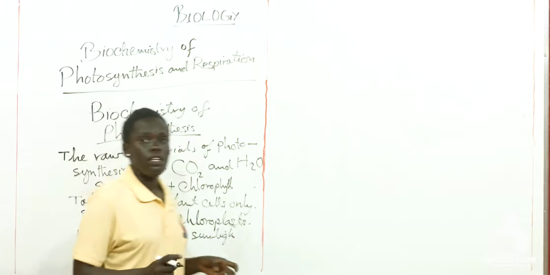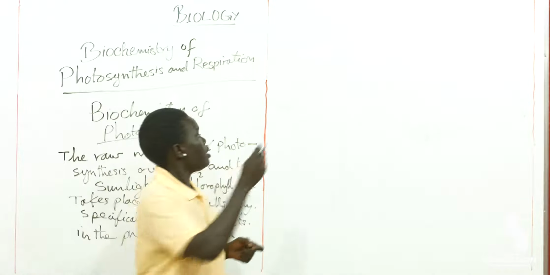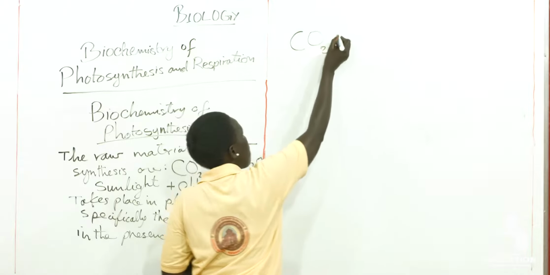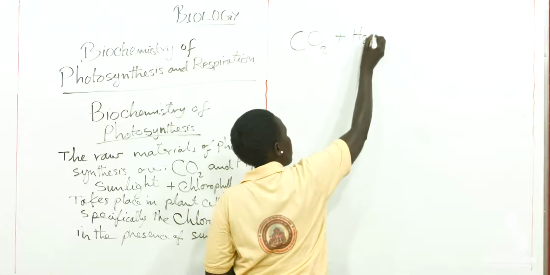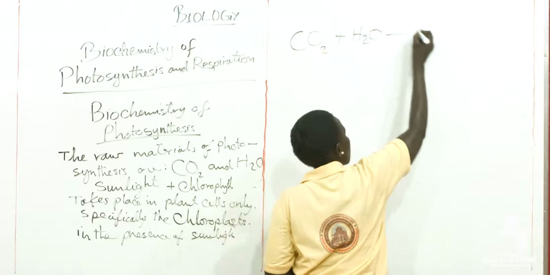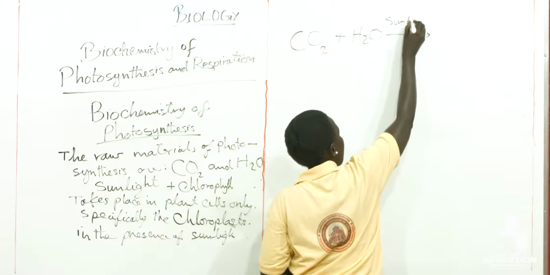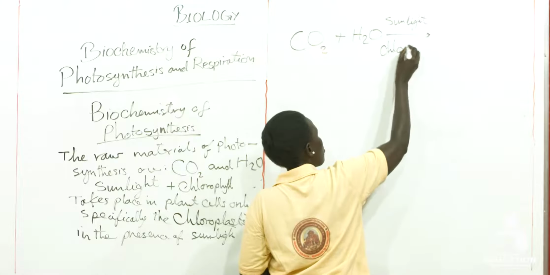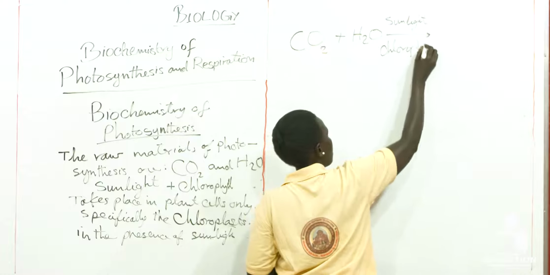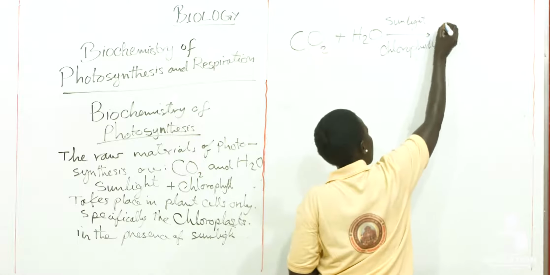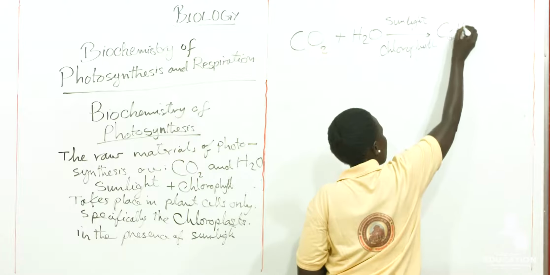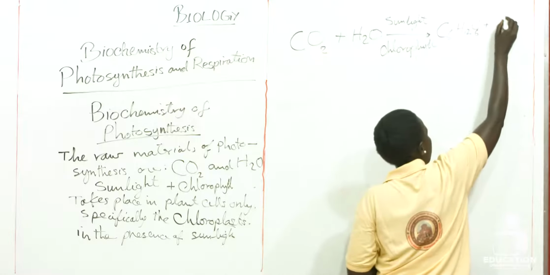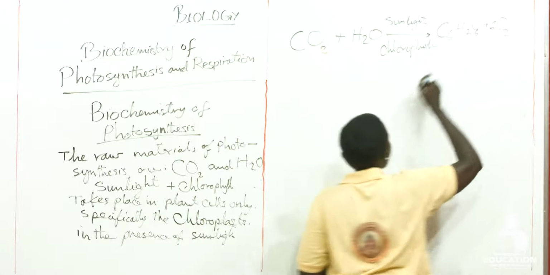So this equation can be represented as follows: carbon dioxide plus water, in the presence of sunlight plus the chlorophyll. The products are the glucose plus oxygen. Let us balance it.